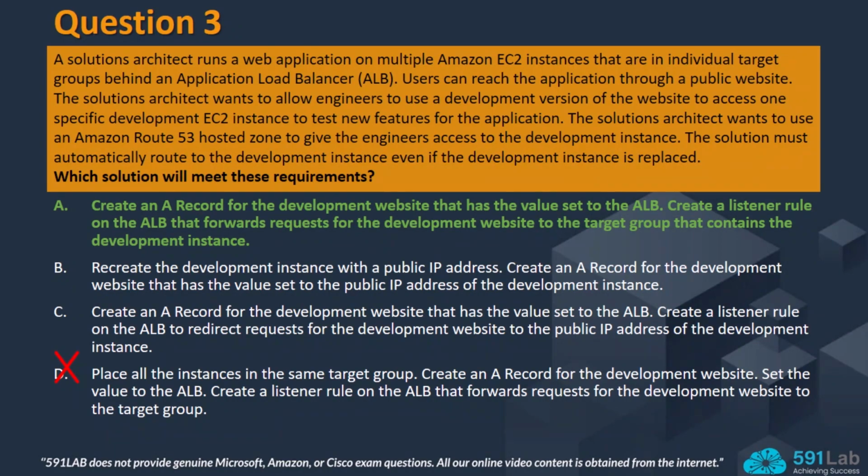So option A is the most appropriate solution for the given requirements as it leverages Route 53, ALB and a listener rule to dynamically route requests to the correct target group containing the development instances. Alright, so let's move to the next question.